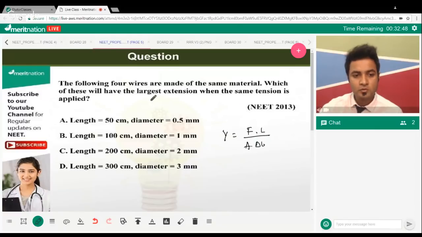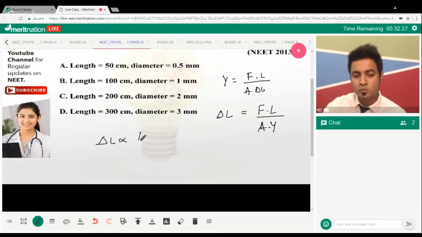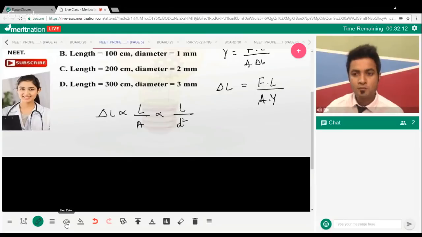Here you just need to figure out which one has the largest extension. So if I put it this way, delta L is equal to F L upon A Y. Forget about F and Y because these are constant everywhere. So delta L is proportional to L upon A, right? And A is proportional to d square, because you just put it as pi r square. So you have to figure it out.